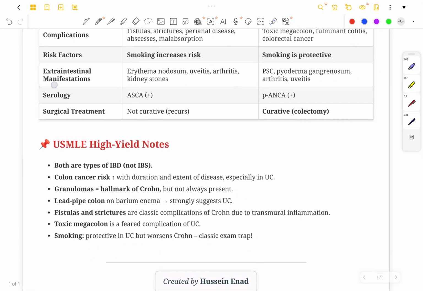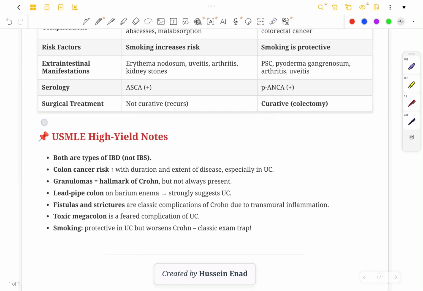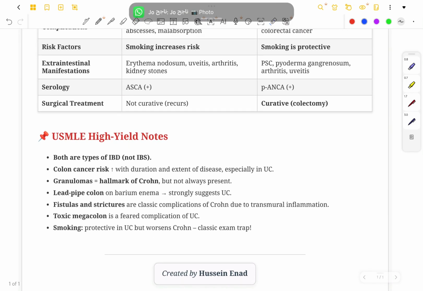USMLE high-yield pearls. Recap. Crohn: anywhere in the GI tract, transmural, skip lesions, granulomas, ASCA positive, complicated by fistulas and strictures. Ulcerative colitis: colon-only, mucosal inflammation, continuous pattern, p-ANCA positive, associated with toxic megacolon and colorectal cancer.